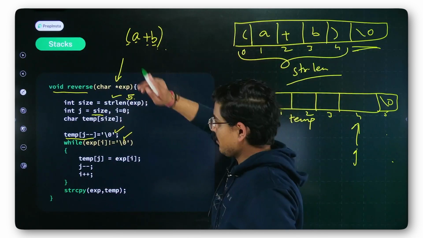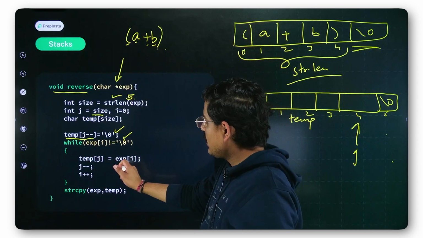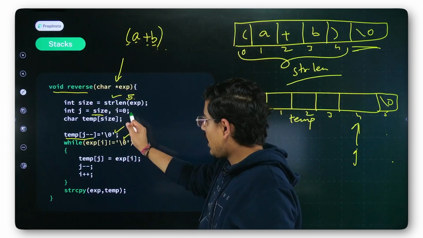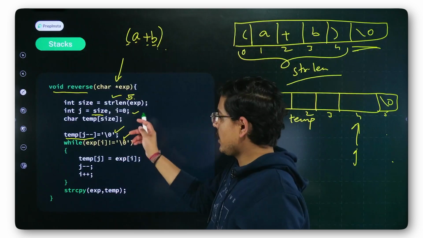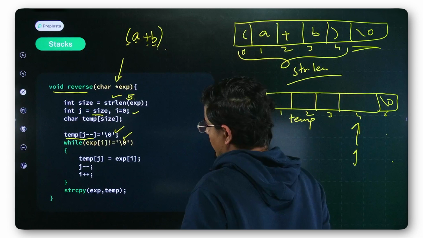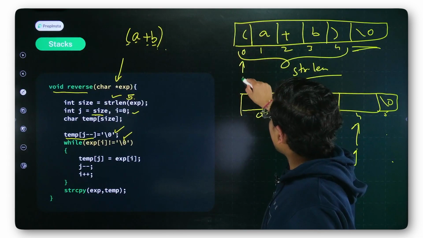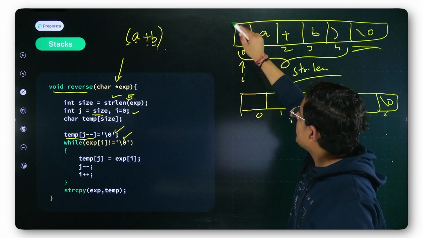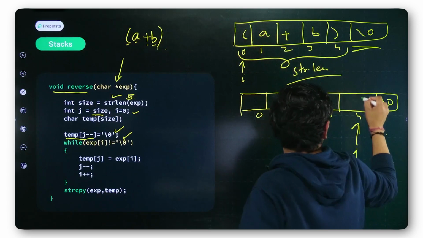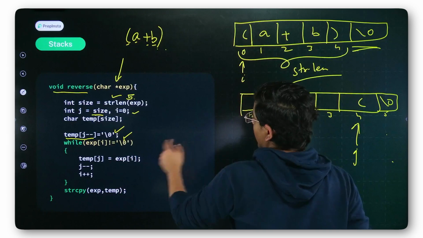When I start from here, temp of j equals to exp of I. I is actually 0, I has initialized from 0. J is actually at index 4. What I say is, I is pointing here. Fine. So I say that take this particular element, store it here. So I do it. Then I is incremented and j is decremented.